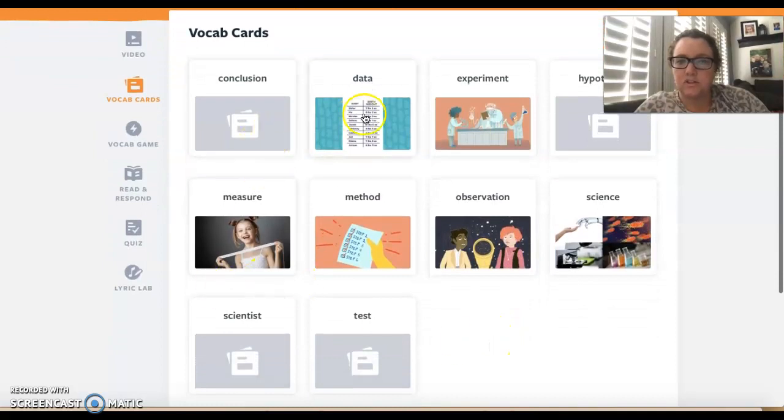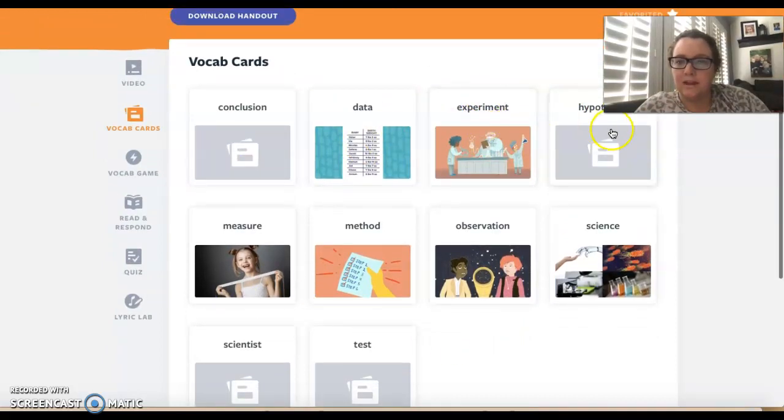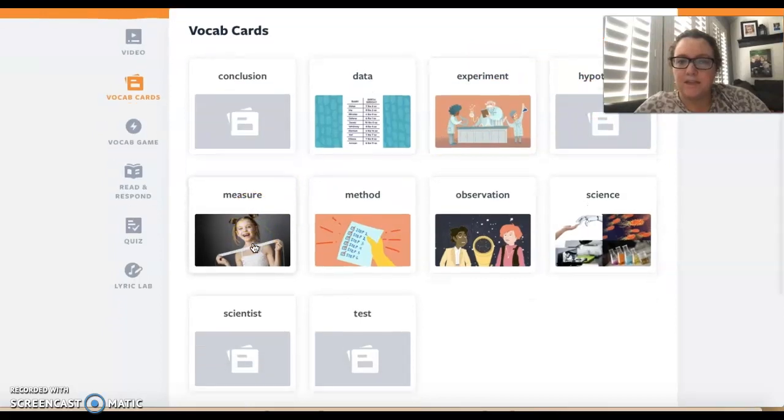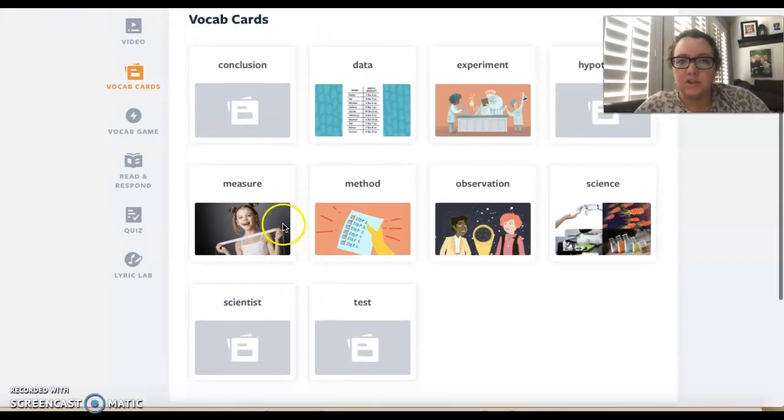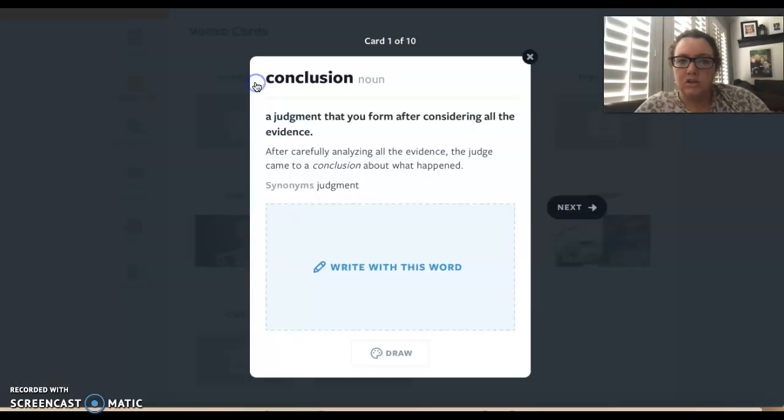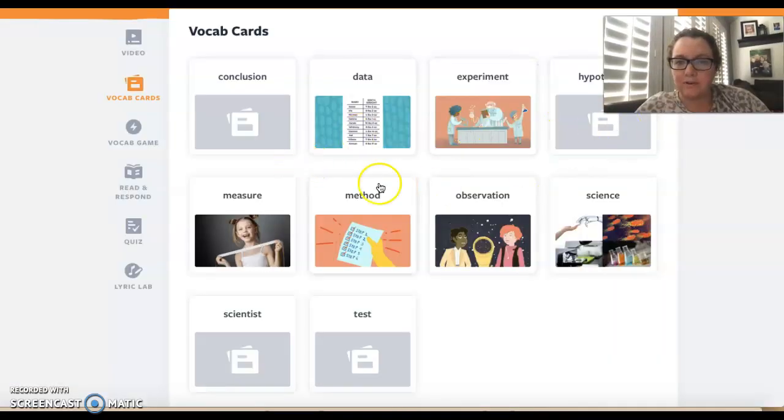We have conclusion, data, experiment, hypothesis, measure, method, observation, science, scientist, and test. So you need to click on each vocabulary card, and it's going to tell you the definition, and it's going to have a little task that you do. This says write the word, or you can draw something that has to do with the word. So you need to go through all your vocabulary cards and do that little task.